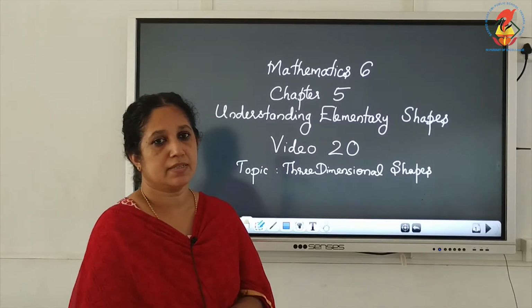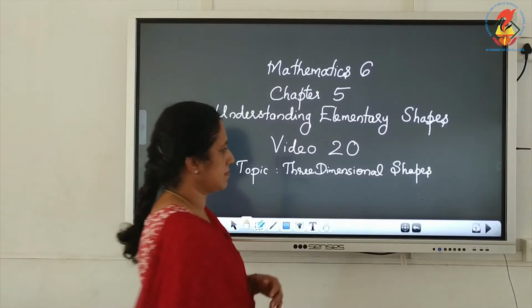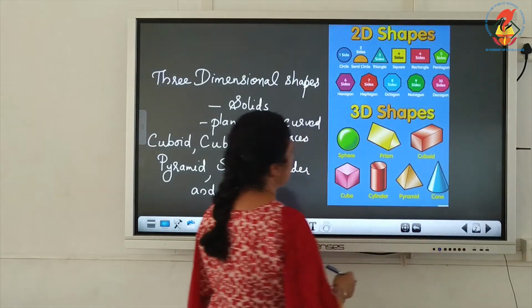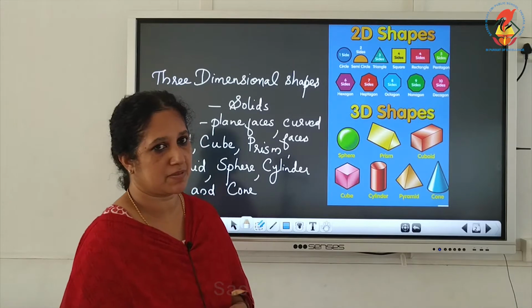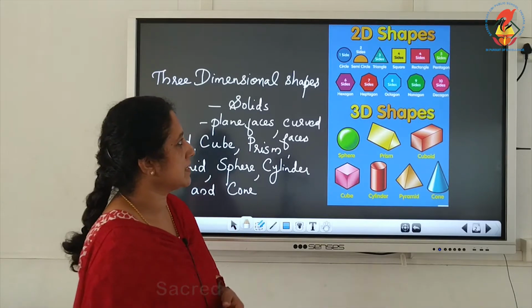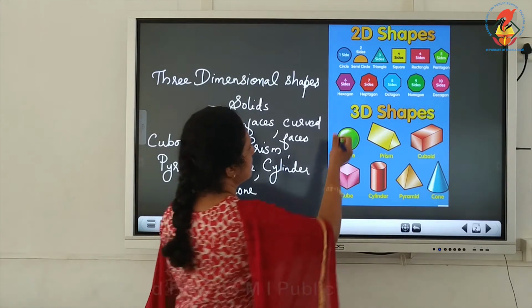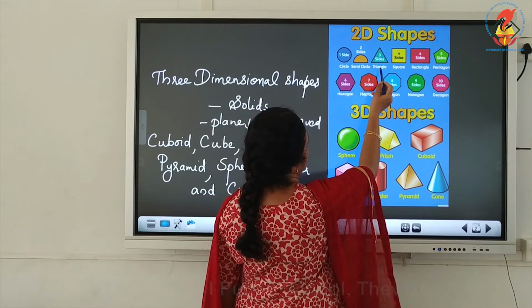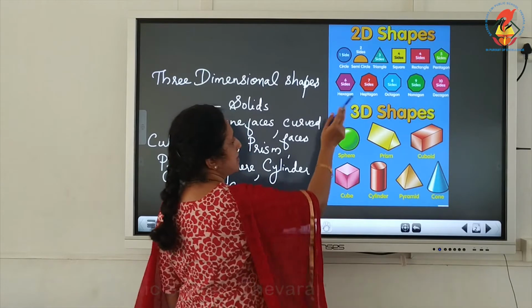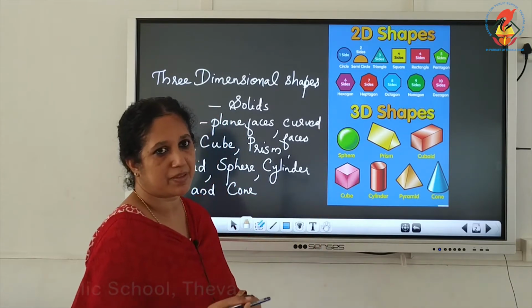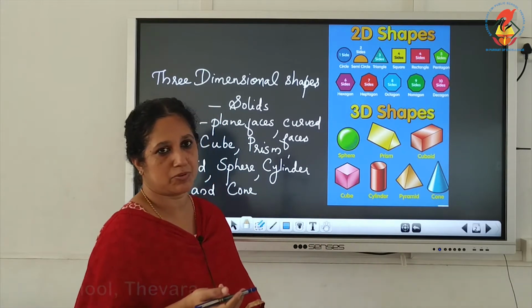Today's topic is three-dimensional shapes. So far we have studied the two-dimensional shapes. So which are the two-dimensional shapes? Circle, then semicircle, triangle, square, rectangle, pentagon, hexagon, heptagon, etc. And it is very easy to draw them also.